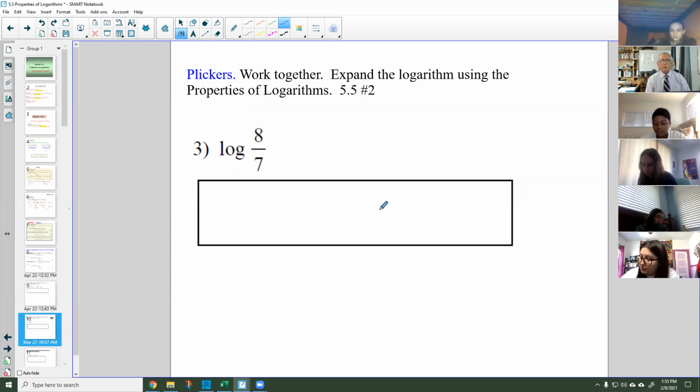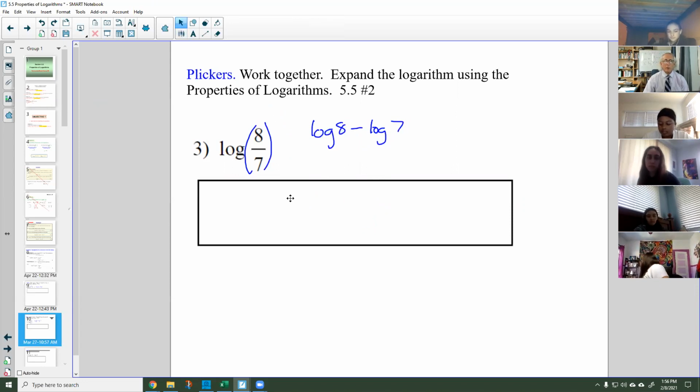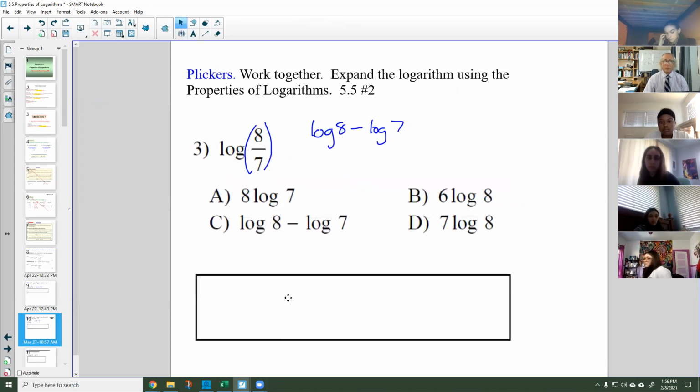Okay, well, what about this one? I think this argument here looks to me like a quotient, right? It's a division thing happening here. So I'm guessing that this would be equal to log 8 minus log 7. Log of the numerator minus the log of the denominator. Am I right? I'm sure I'm right.